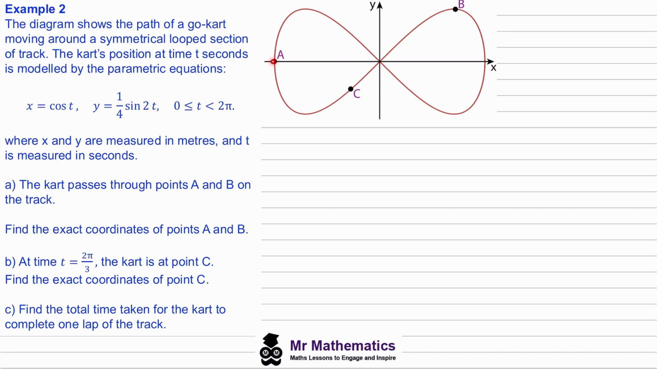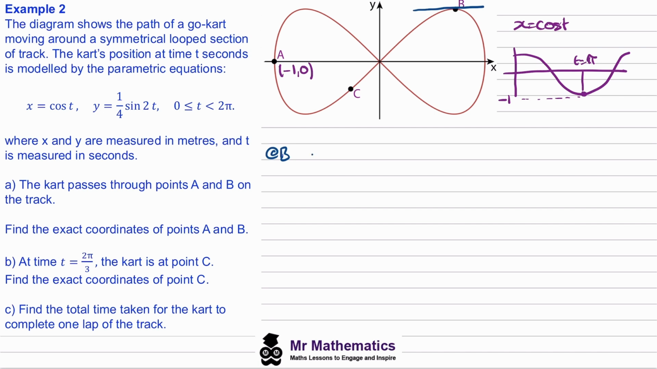You can see at this point that x is negative, and x is given as cos t. So if we sketch the cos graph, the point A will be here when t equals pi radians. And the cos of pi will give us negative 1. So the x value will be negative 1. And we know the y value is 0. At point B, you can see we have a maximum y value. And y is given as 1/4 sine 2t.